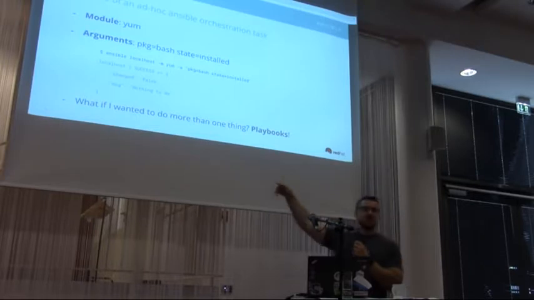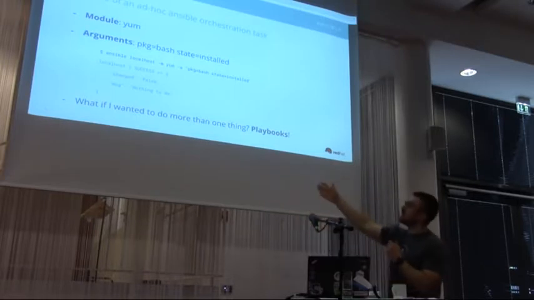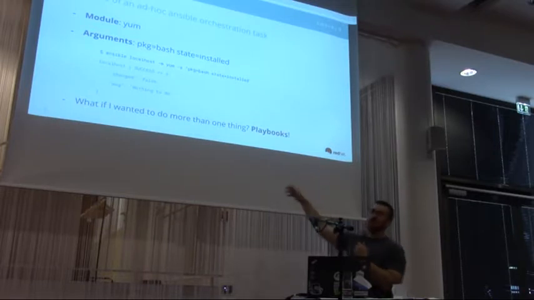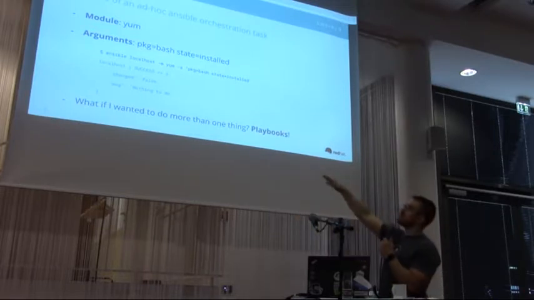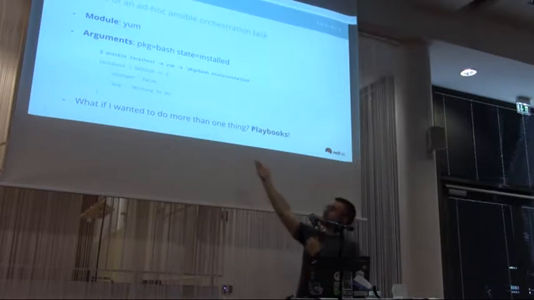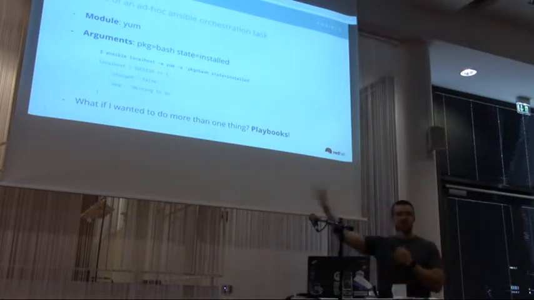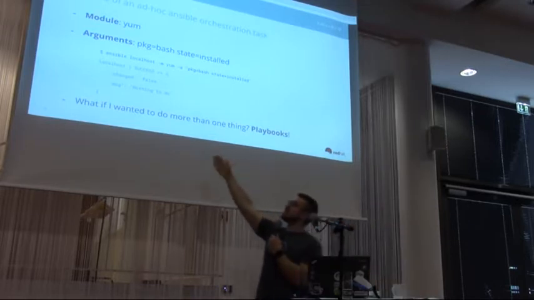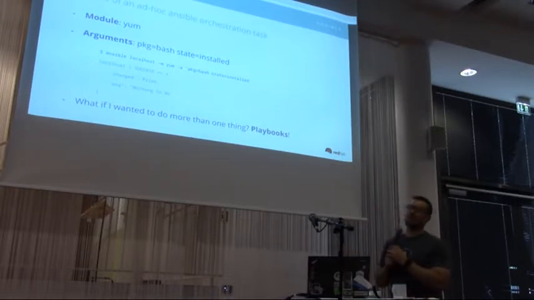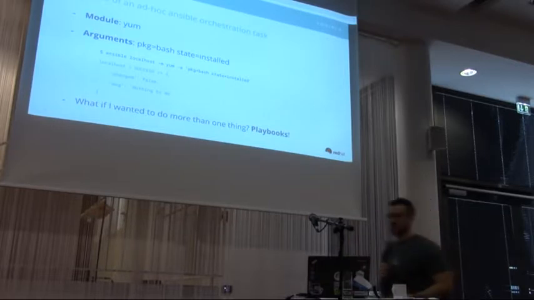Dash M, we pass the module, which is yum. Dash A is going to be the arguments, and from the command line, you need to quote those so that we have a string that's passed in to be parsed. So package equals bash, state equals installed, and then you get some output. We have the host name, which is localhost, and a status, which would be success. It's going to be success, changed, or failed. Here, we had no change, so the status change was false. And then the message: nothing to do. There was nothing to do for that one. So what if we want to do more than one thing? Well, that's where playbooks come in.